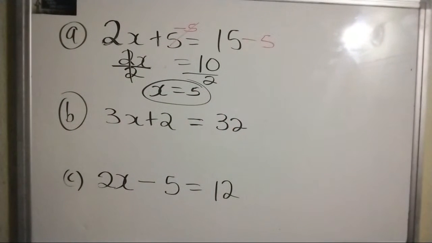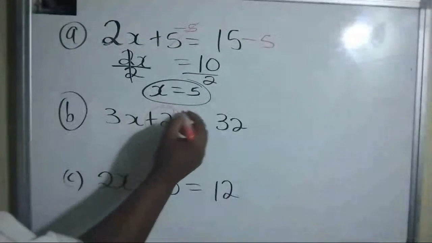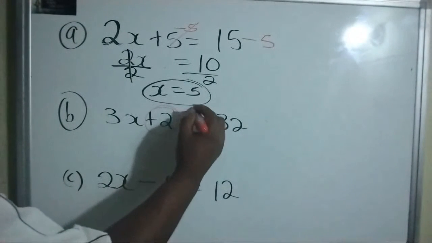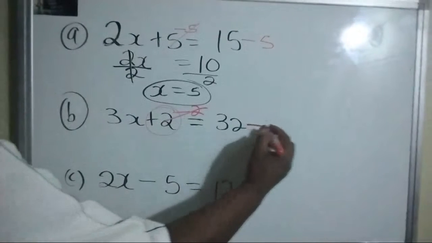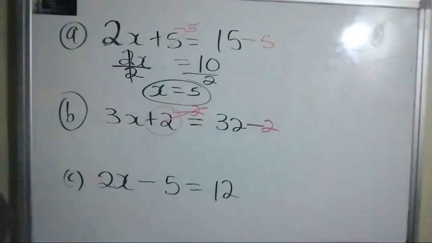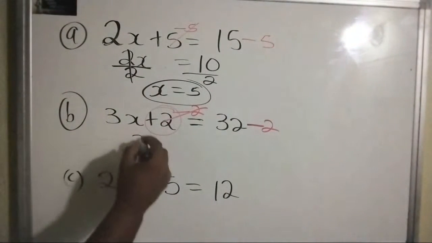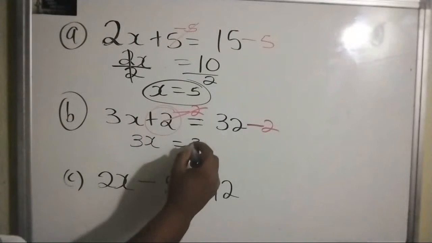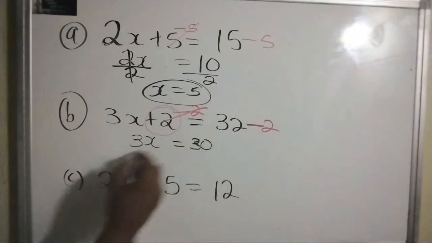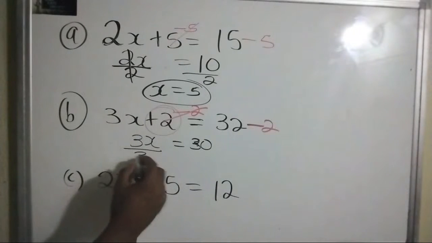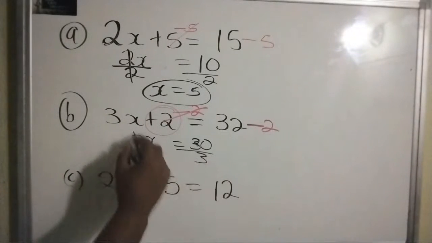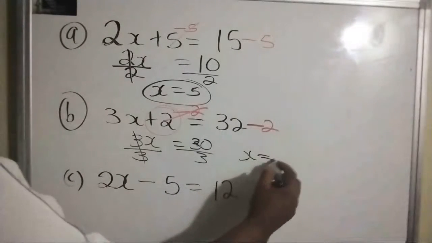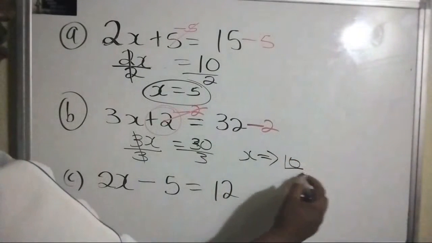And similarly, it says 3x plus 2. So we attack the 2 first. This is a plus 2. Take the inverse or the opposite, which is minus 2. It's an equation, we want to balance it. So we do that, alright? So we have 3x equals 30. And then now we divide both sides by 3, because this is saying 3 times what gives you 30? That can only be 10.